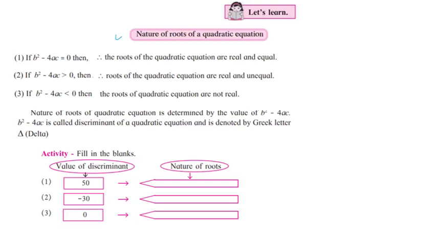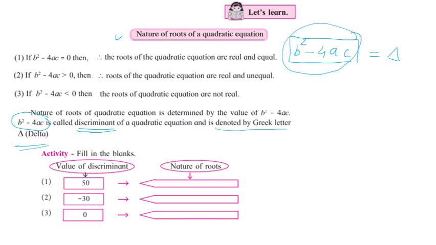Before that, see this expression, b square minus 4ac. This expression is called the discriminant, and it is denoted by the Greek letter delta. The discriminant b square minus 4ac is called the discriminant of a quadratic equation and is denoted by the Greek letter delta. Delta is the Greek letter.